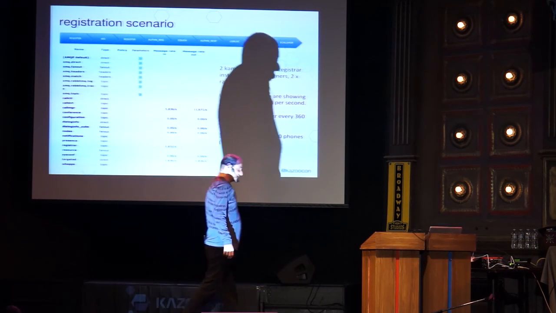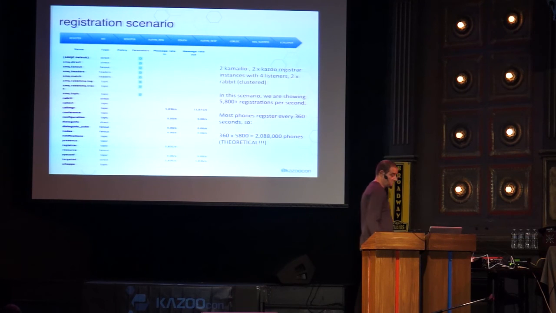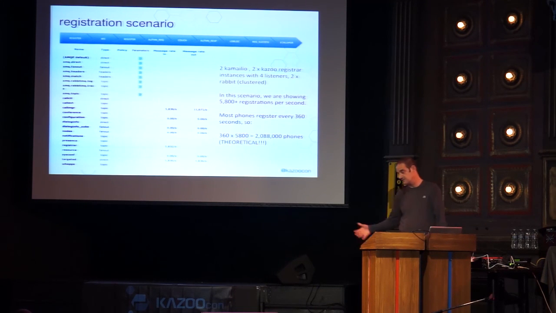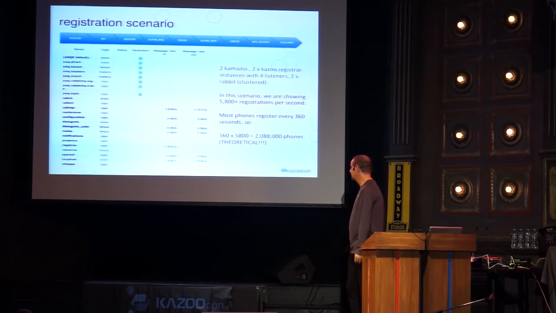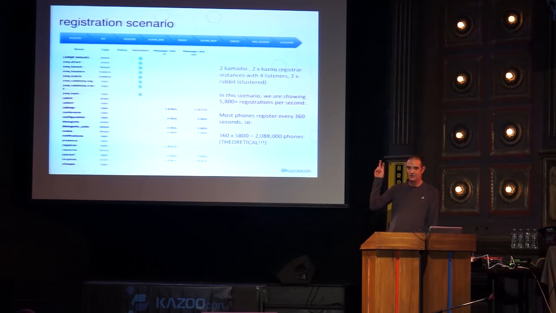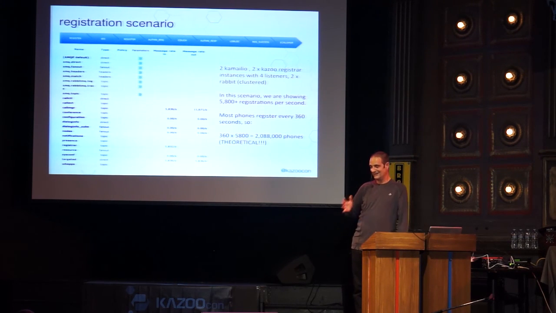Most of the phones register every 360 seconds or so. So potentially, in theory, you would have more than 2 million registrations supported by only clustering two Rabbit servers. Okay?